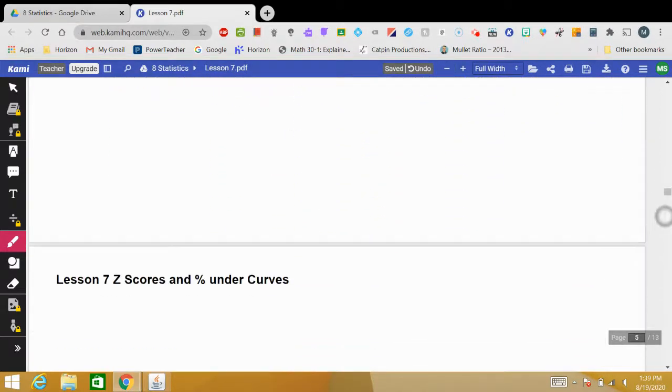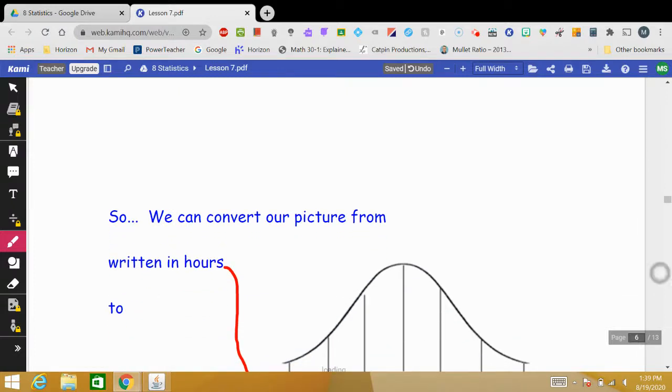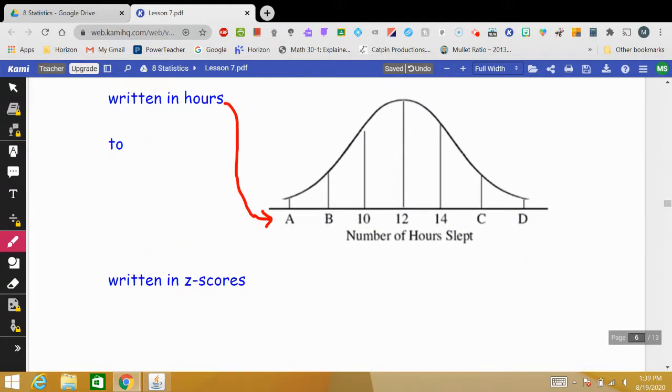So then what we can do with our normal distribution is change our picture. This is written with what I refer to as an x-axis, or with data values. So we've got 10, 12, 14, 16, 18, and then 8 and 6. That is written with the data values of adding the standard deviation to and from the mean, or subtracting. If we want to write that in Z-scores, it looks like this.